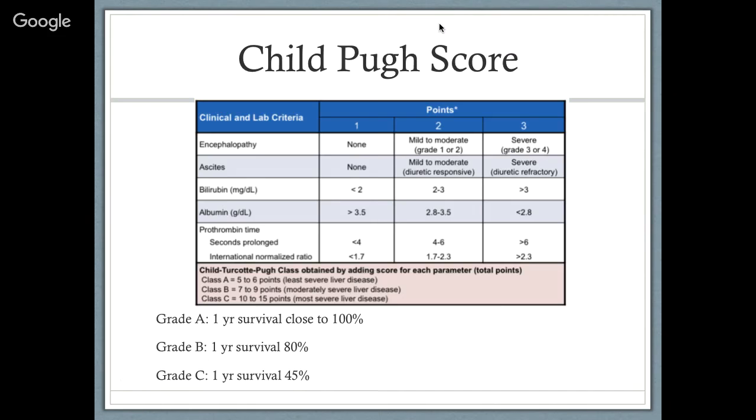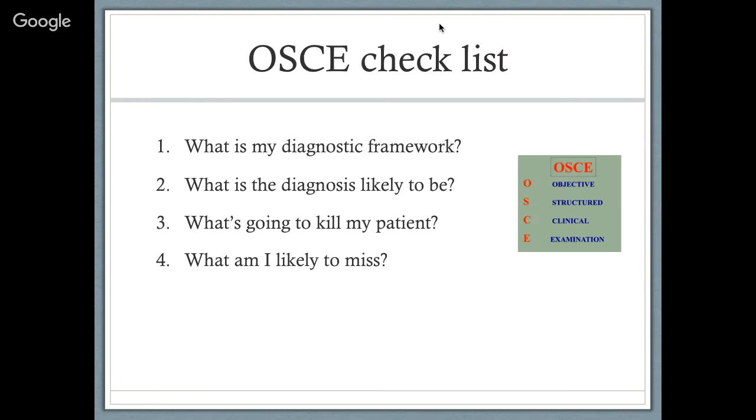All right, we'll move on to OSCEs. So outside the door of every OSCE, there's four questions that I ask myself. Number one, what's my diagnostic framework? So how am I going to be thinking about coming up with a list of differentials?